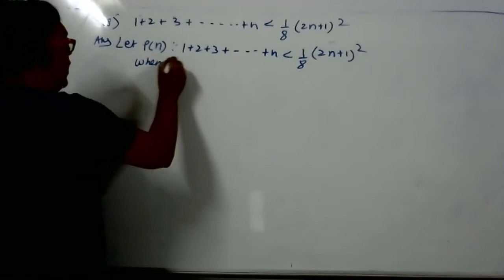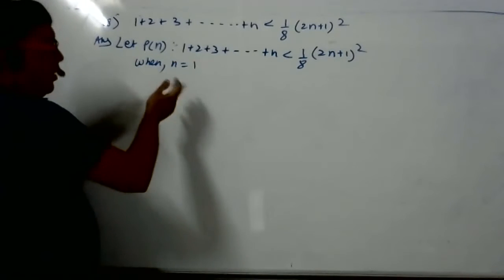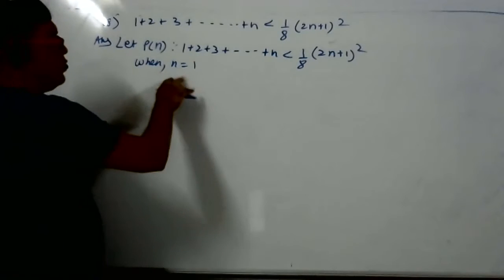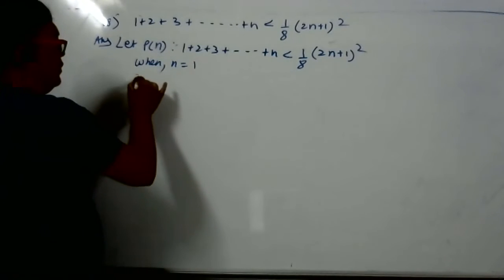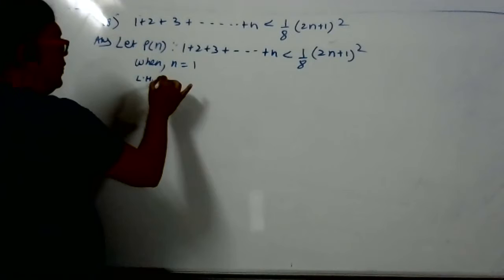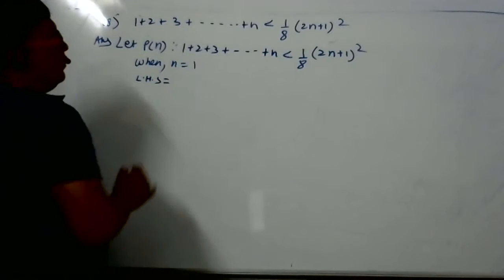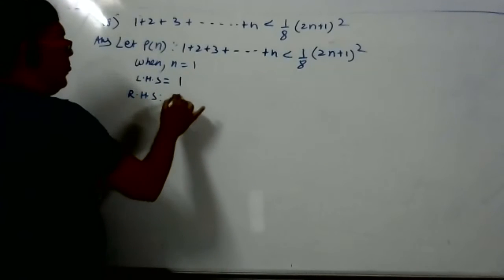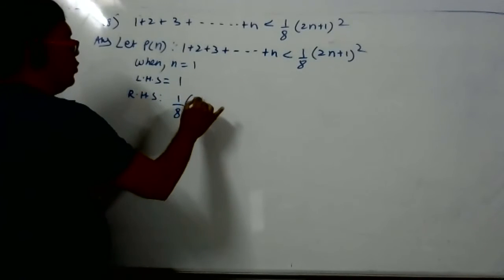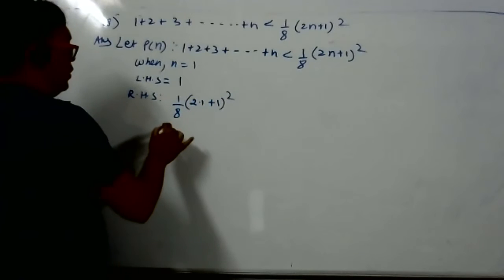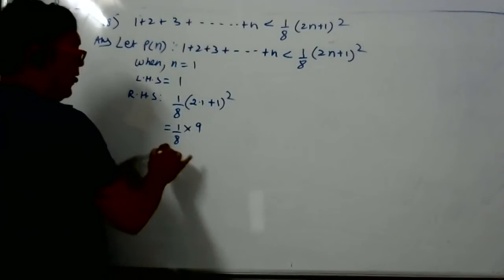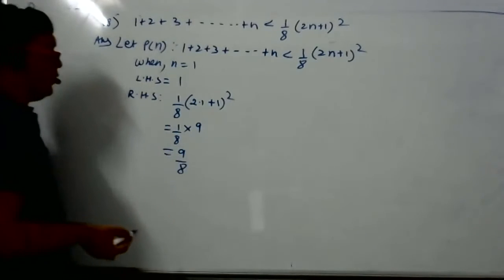When n is equal to 1, we prove that the statement is true for n equal to 1. N is equal to 1, what is the left hand side? 1. Right hand side, put 1 in the place of n. So the right hand side will be 1 by 8 into (2 into 1 plus 1) whole square. So 1 by 8 into 2 plus 1, 3, 9. 9 by 8.